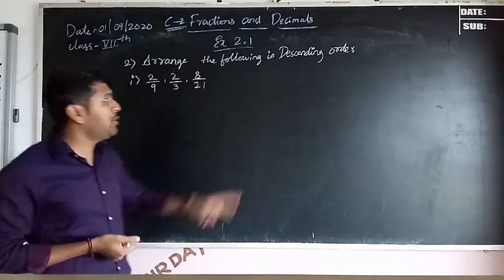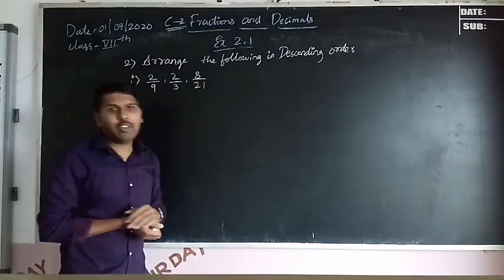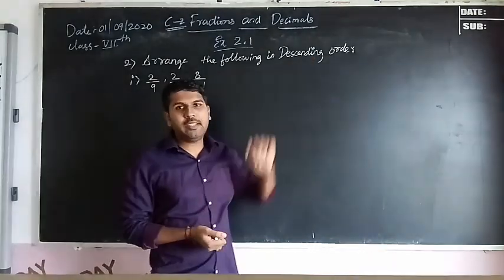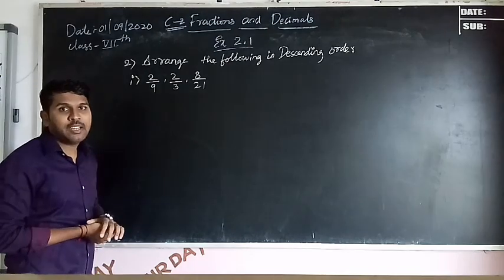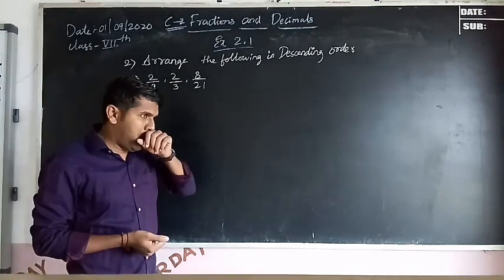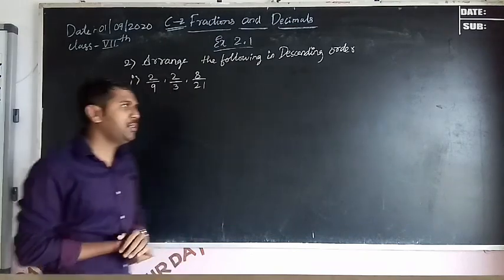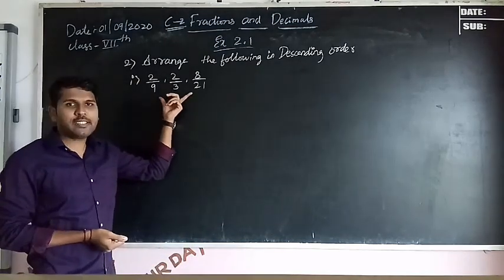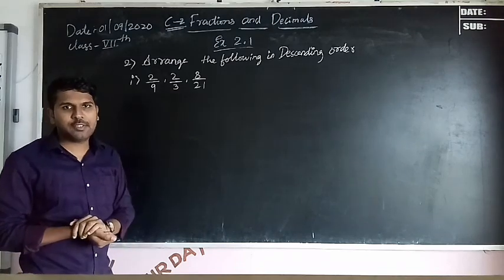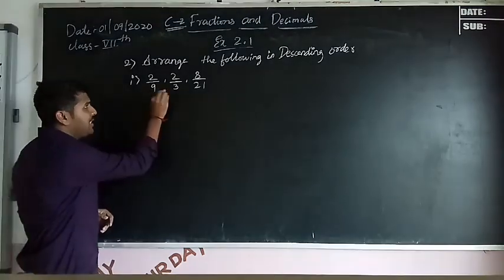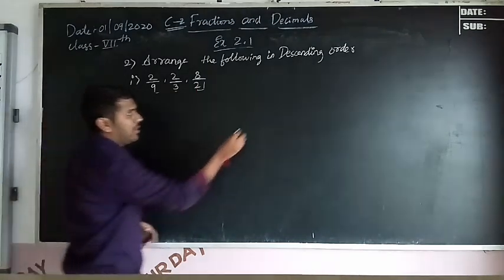Okay, so if you want to write in descending order, I will write descending order. Descending order means starting from the larger number to the smaller number. First, here the denominators are not the same, so first make the denominators same. So how to make it? First take the LCM of 9, 3 and 21.